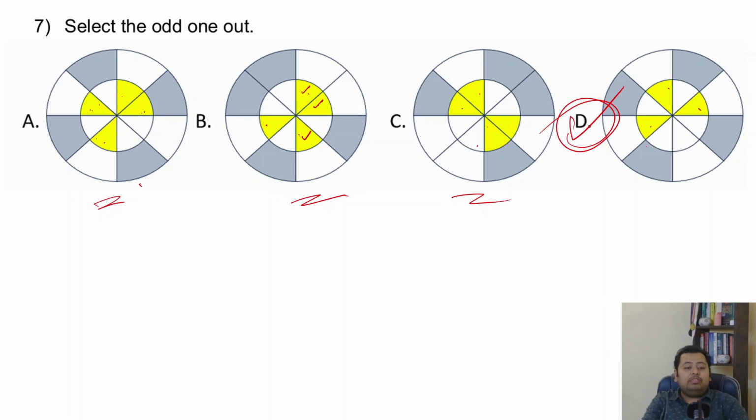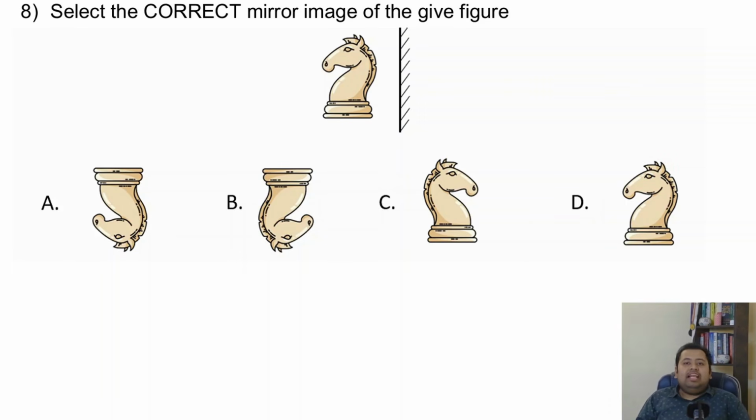And now we move to question number 8. Select the correct mirror image of the given figure. So you see a chess horse piece placed in front of a mirror. How would it look if you put it in front of a mirror? And just imagine how you would look if you are standing in front of a mirror, right? So just do that and then we look at the solution.